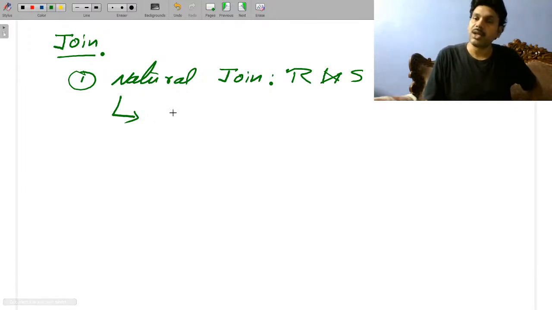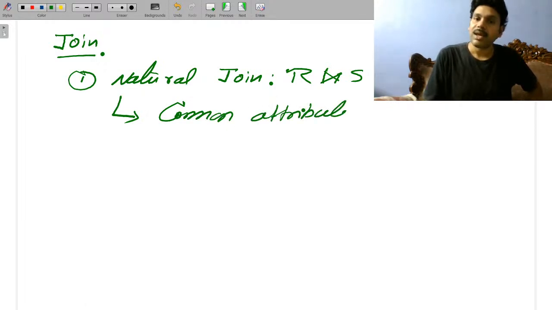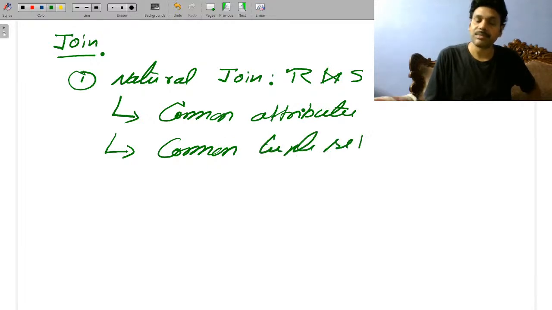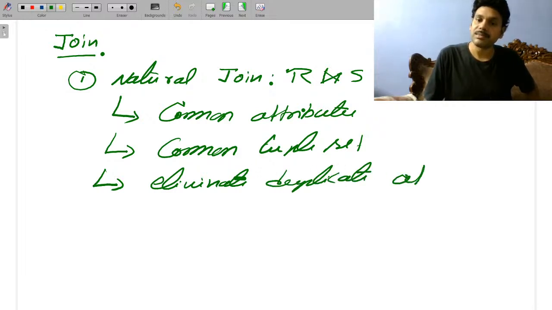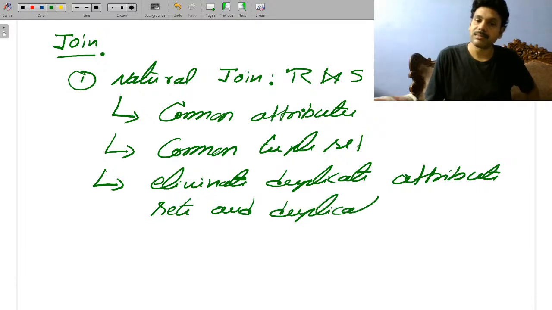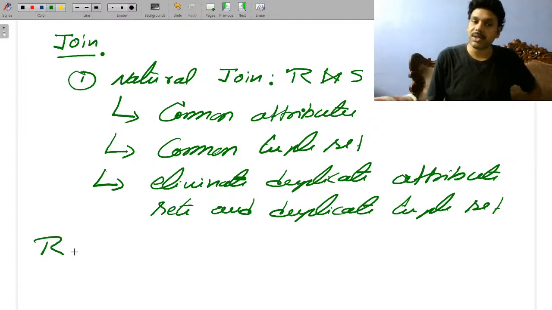Natural join looks for common attributes. If you are able to identify a common attribute, immediately we want to see the common tuple set. And point number 3, after mapping common values, eliminate the duplicate attribute set and duplicate tuple set. That's it. So how can you write your R natural join S?